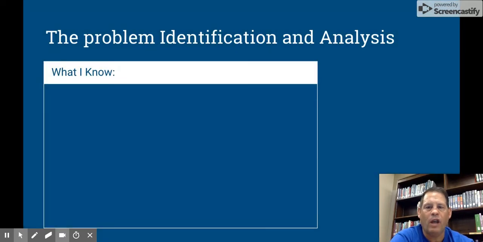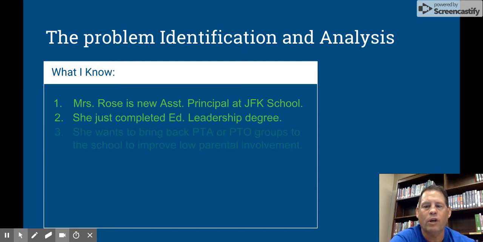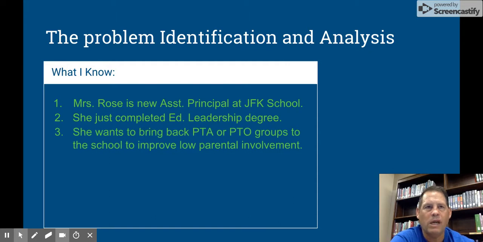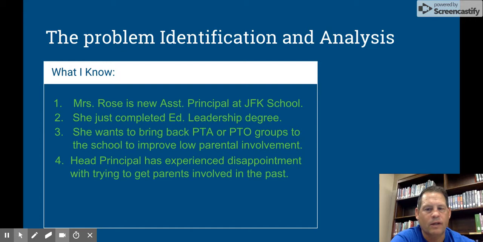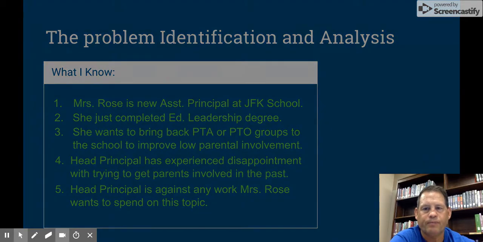The problem identification analysis, what I know. What I actually know is that Mrs. Rose is the new assistant principal. She has just completed her educational leadership degree. She wants to have PTA and PTO groups back at the school because of what she perceives as low parental involvement. The head principal does not want to do this because he has tried in the past and had very disappointing results. The principal is against Mrs. Rose spending much time on this project.